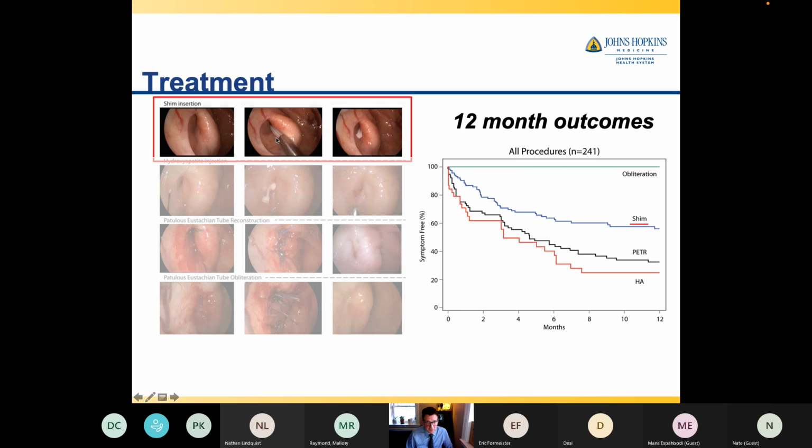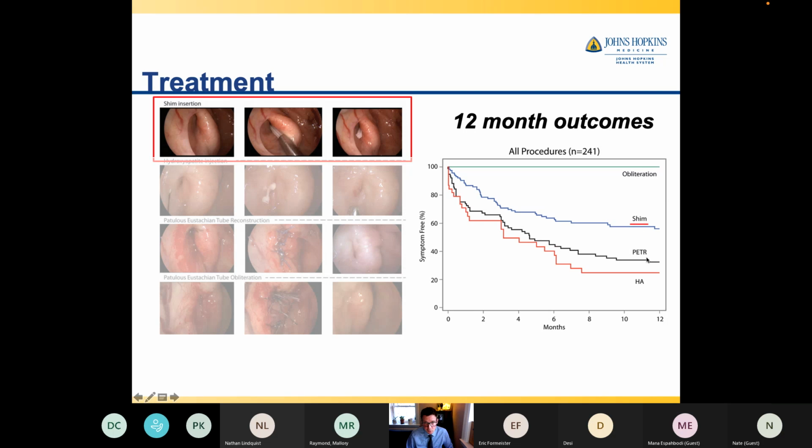The second is the shim insertion, which is shown here. And the shim, surprisingly, had really good results all the way up to 12 months. So this is complete resolution of symptoms at 1 year. And for all procedures, 2/3 of people had complete resolution of symptoms. And if this was their first time, 75% of people had resolution of all symptoms with a shim. And so that's why I tend to offer this more, this and the mass loading procedures.